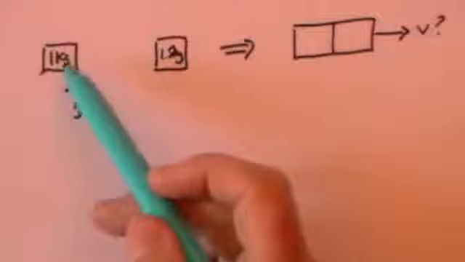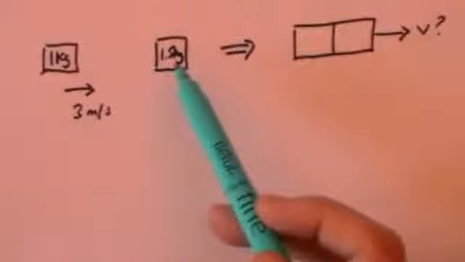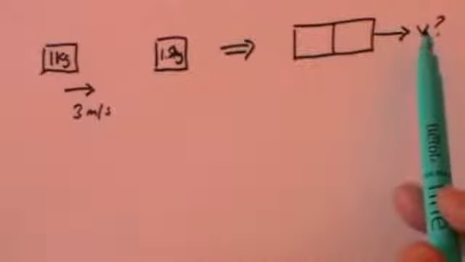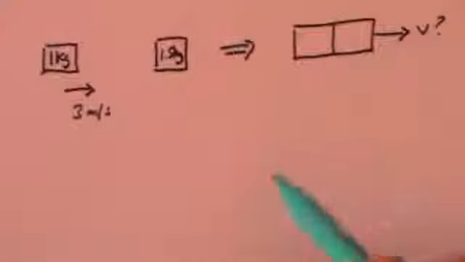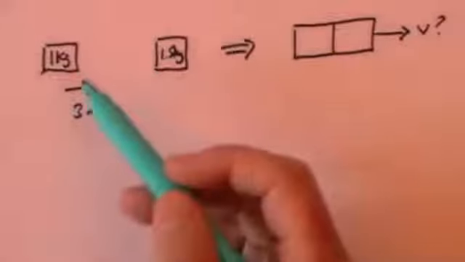Question 2. We have a 1 kilogram block travelling at 3 meters per second, hitting a stationary block which has a mass of 1.5 kilograms. The two join together and continue to travel at velocity v. What is velocity v? Well, once again, we're going to say that momentum before the collision is equal to momentum after the collision.